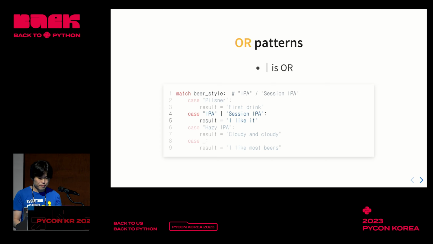Or pattern. The vertical bar is or. This pattern matches the fourth line, IPA or session IPA. If the beer style is IPA or session IPA, it matches line 4, then the result is I like it. Make sense?